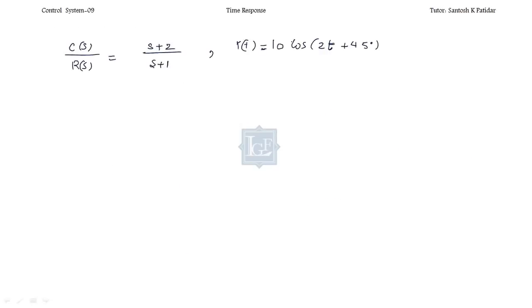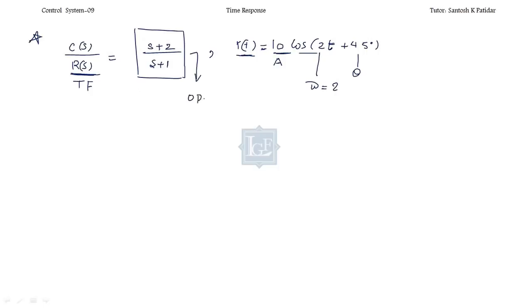Correct? So this is the question given over here. The transfer function of the system is given. See, this is the transfer function of the LTI system. To this LTI system, the input r(t) is 10 cos(2t plus 45). This is the theta given. The frequency omega is given as 2 radian per second. This is the amplitude given. And the question is, what will be the output of the system? This is your question. Okay, so let's calculate.